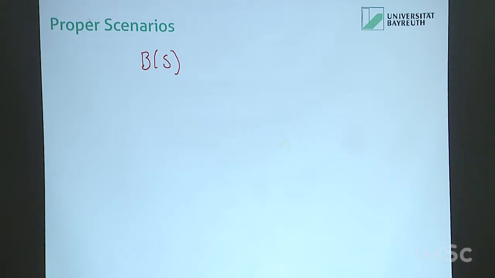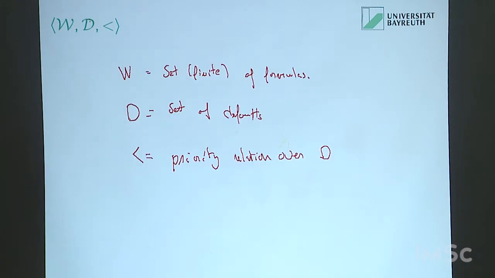Well, a proper scenario is one which is a fixed point of this binding operation. So a proper scenario is a scenario S such that S is equal to the binding scenarios in S. Okay. Now this is all abstract, so let's look at a couple of our examples again.